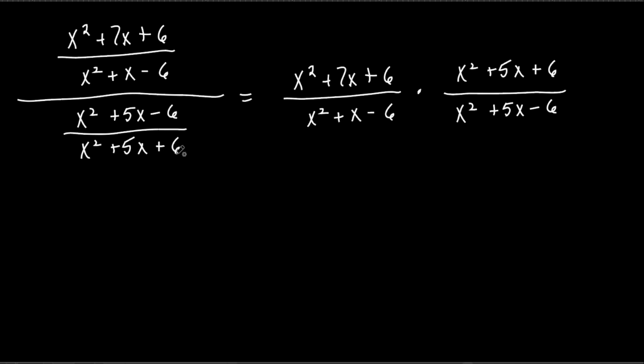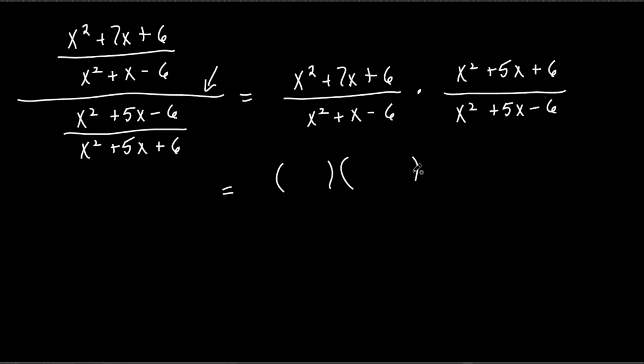x squared plus 5x plus 6 goes on top, and then the x squared plus 5x minus 6, which was on top, now goes on the bottom. That's the first thing I would do. That's the division. That took care of that division. Now, it's just four factoring problems, and then you cancel stuff out. So let's do it kind of quick here.